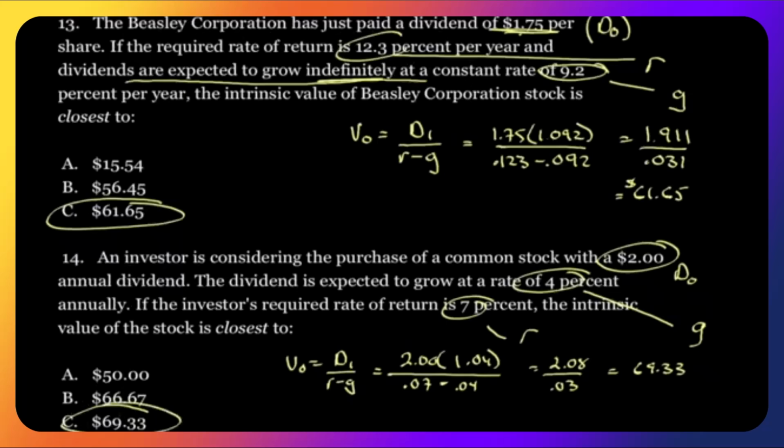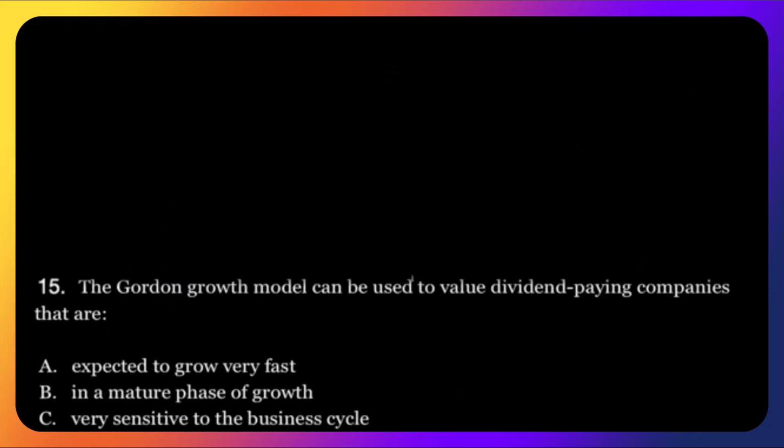The Gordon growth model can be used to value dividend-paying companies that are expected to grow very fast, in a mature phase of growth, or very sensitive to the business cycle. Now we're using the Gordon growth model. It has one growth rate. So, companies that are in a mature phase of growth.